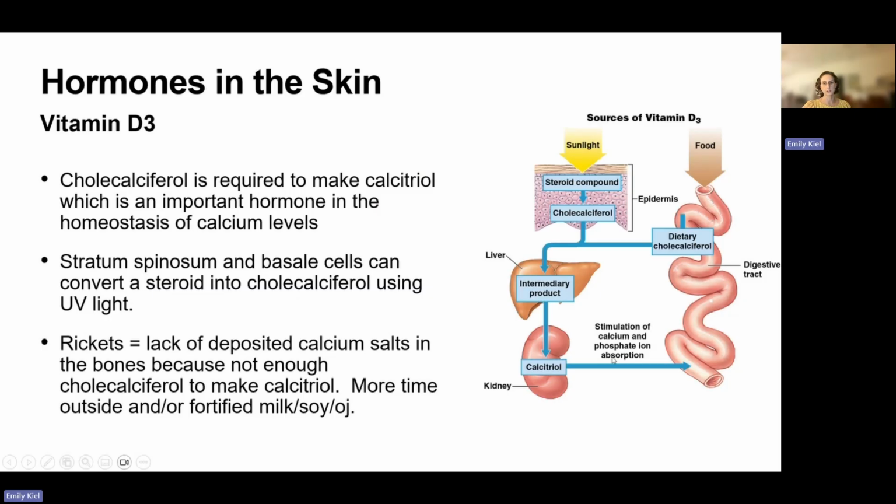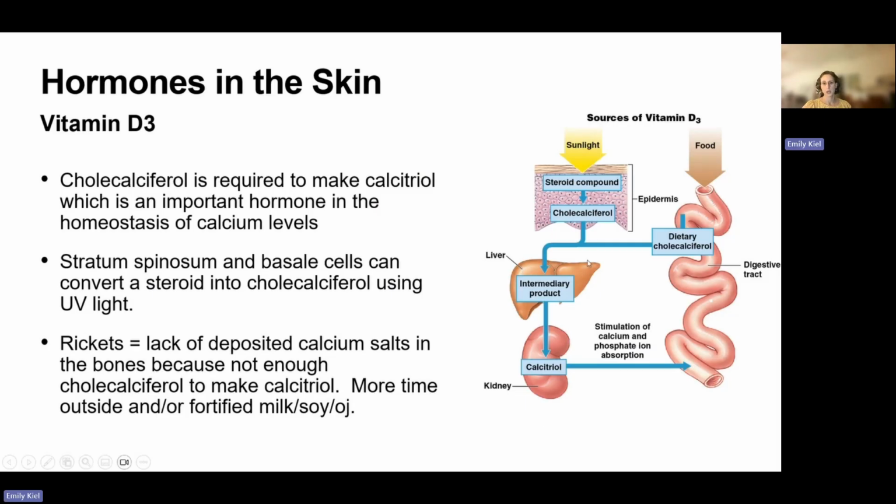The cholecalciferol in the elderly, so our vitamin D3 in the elderly, decreases by 75%. This means that they're not able to absorb calcium and phosphorus as well through the intestinal tract. They're going to have less calcium in the body, and their body is going to start pulling calcium out of the bones and lead to decreased bone density. So this is why we see more fractures in the elderly, because of that part of that decreased cholecalciferol.